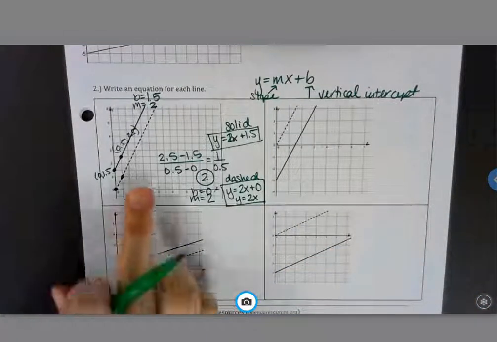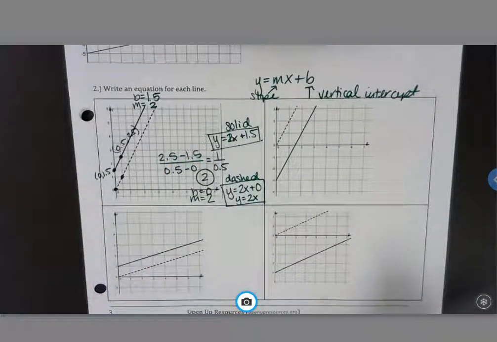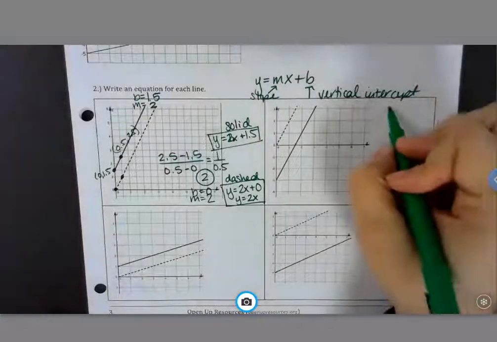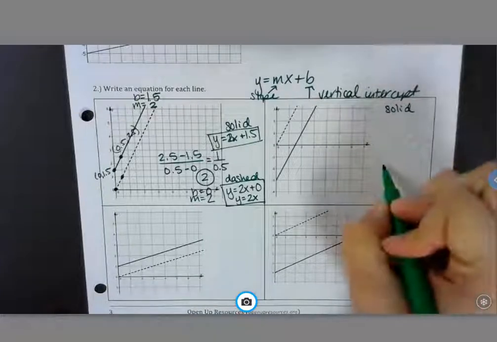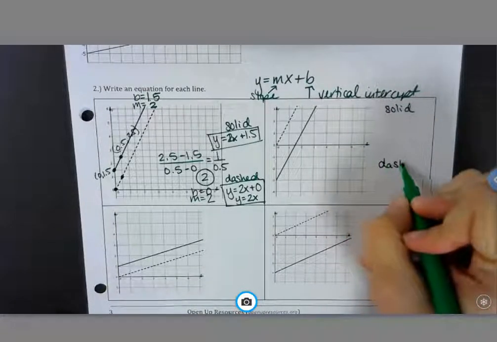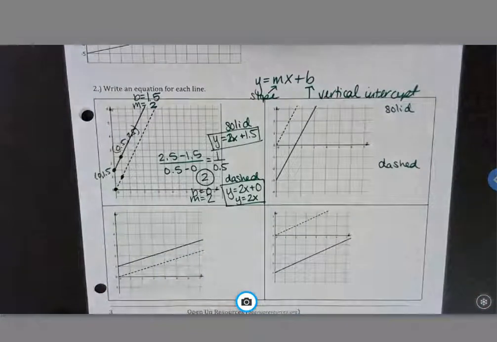Now I should see some work on how you found the slope. So what I want you to do is pause the video and find the solid line's equation and the dashed line's equation for each of these 3, and then come back and play the video to see if you are correct. Remember, you have a worksheet to do after this, and then we're going to have the open note quiz tomorrow, so you need to know how to do this.